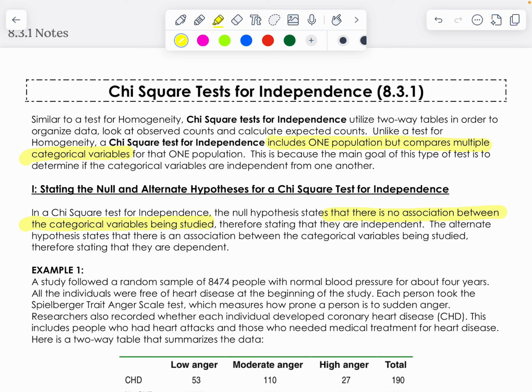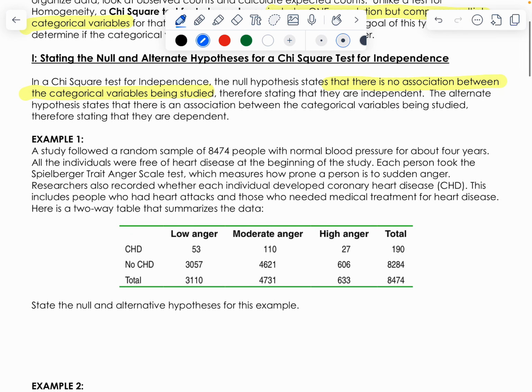Now, the benefit of the two-way table similarity is that these tests run identically to how they did with homogeneity with our last section. And so this is going to feel familiar. This is going to seem like old hat to us. And so here's our first example.